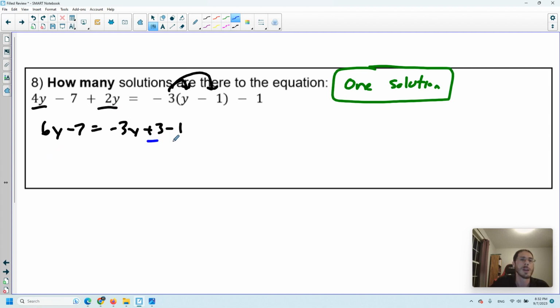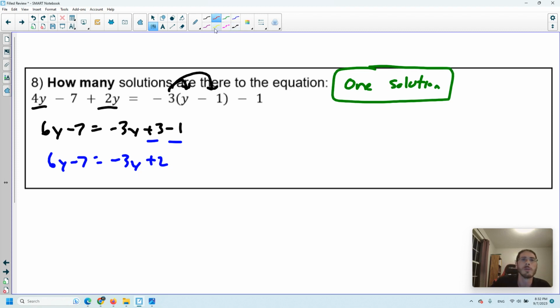So I see I can combine like terms over here. I combine like terms on that side with the y's. Here I can combine the numbers. 3 minus 1 is 2. And now I have to just do my regular equation solving. So I get y's on one side, numbers on the other.